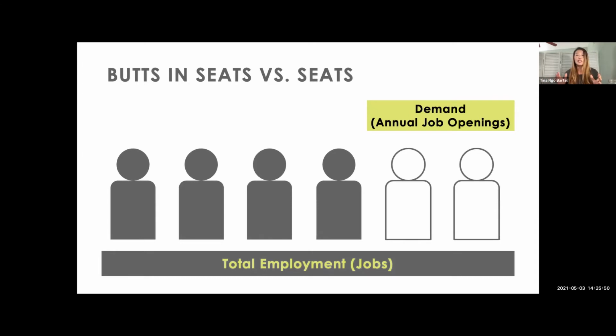So that's how you can differentiate between total employment, or the number of jobs in a region, versus annual job openings. Again, that's the difference between demand and total employment. Whenever you see any reports say, these are the number of jobs in a region, they're talking about total employment, about total seats. Whenever you see a report say, here's how many annual job openings are available, they're talking about demand. A lot of times people mix these two up. So I hope this visual is helpful in identifying what is employment versus what is an annual job opening, or demand.